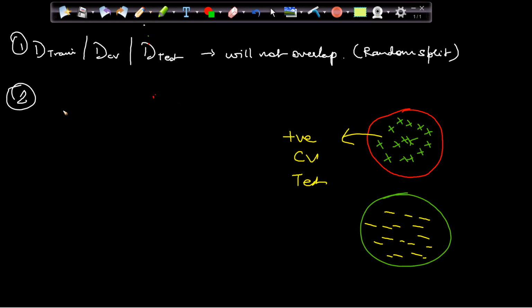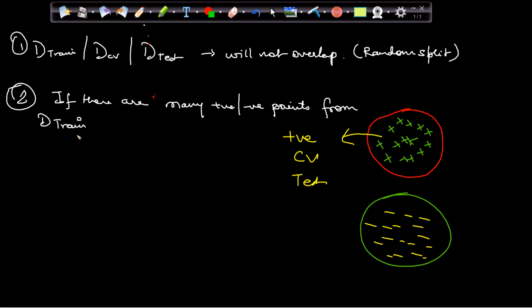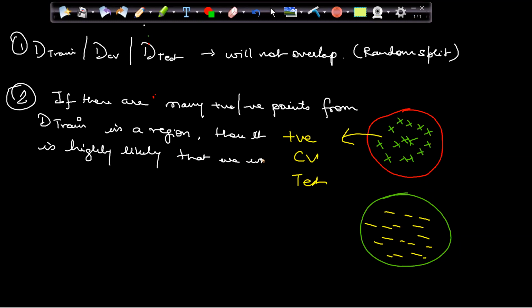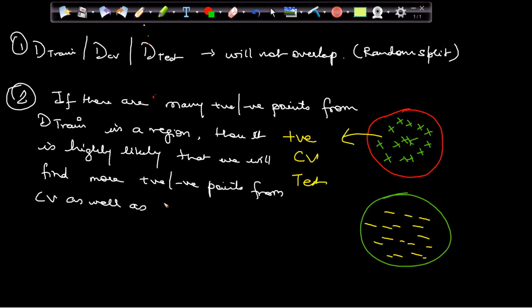So the second point coming out to be: if there are many positive or negative points from D train in a region, then it is highly probable, highly likely, that we will find many positive or negative points from CV as well as the test, right?